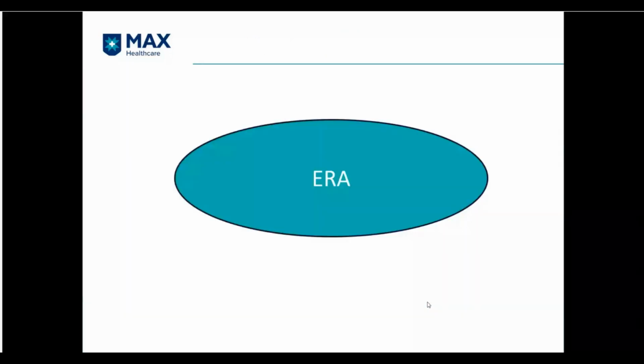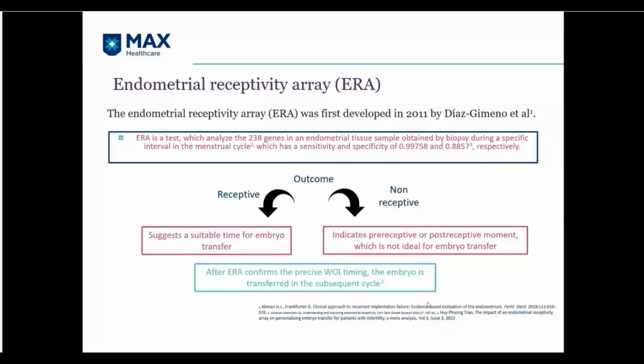Just my last topic, ERA, the endometrial receptivity array. This was developed in 2012. Now it basically analyzes 238 genes, and it tells us whether the endometrium is receptive or not. I'm just quickly going through it.